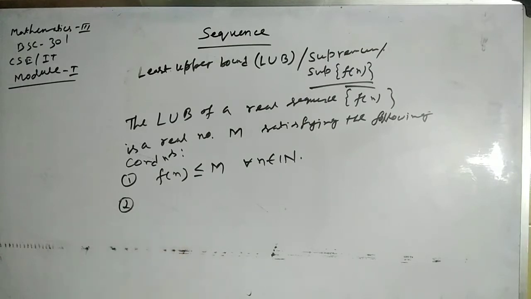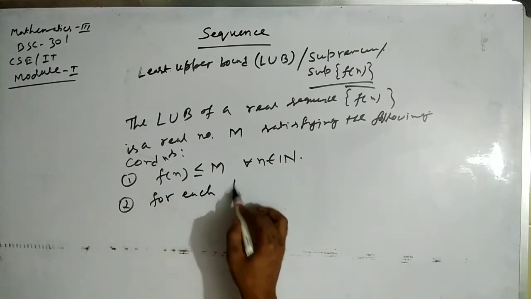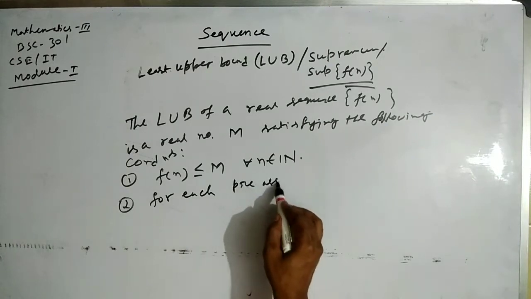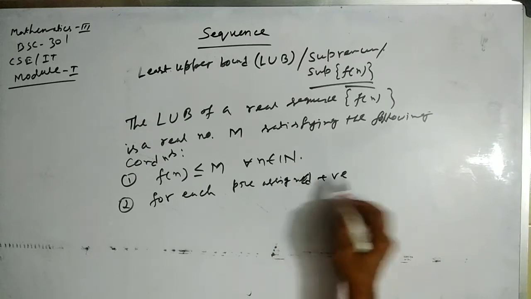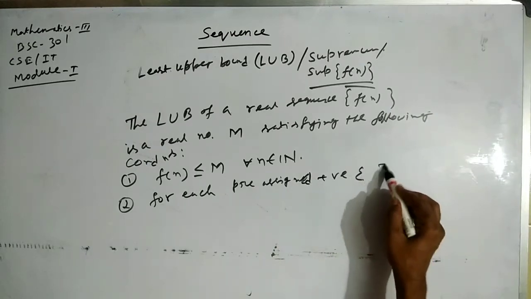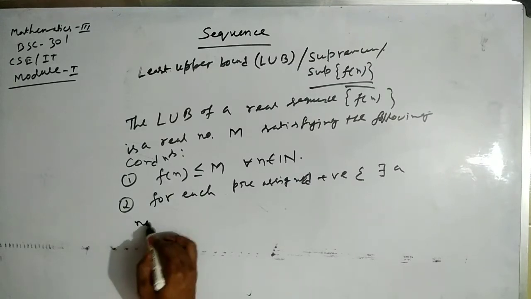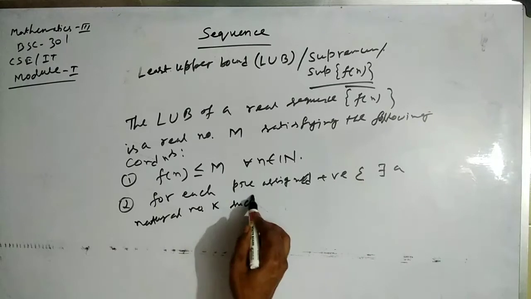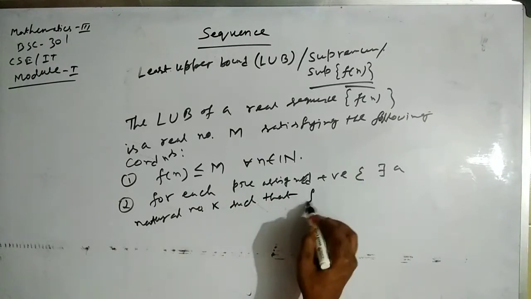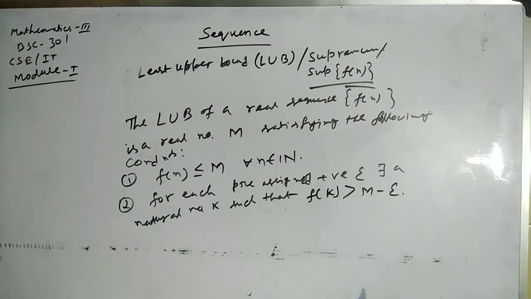And condition number two: for each pre-assigned positive epsilon, there exists a natural number k such that Fk is greater than M minus epsilon.